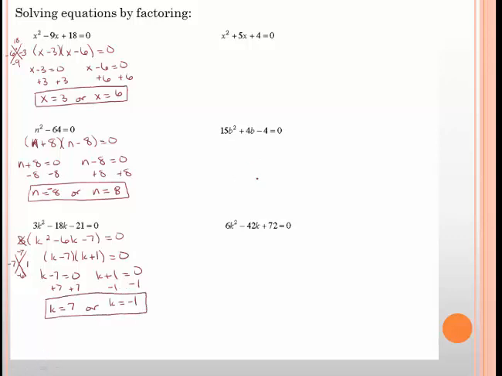Okay, so I have 3 more problems that I would like you to try to factor and solve. If there's a GCF, factor that out first, and then factor the rest of the problem. If the GCF is a number, a constant by itself, you can ignore it at that point. If the GCF has a variable, you have to set that portion equal to 0. So why don't you go ahead and try these, pause the video, and then when you've finished, come back and check your work against mine and see how you did.